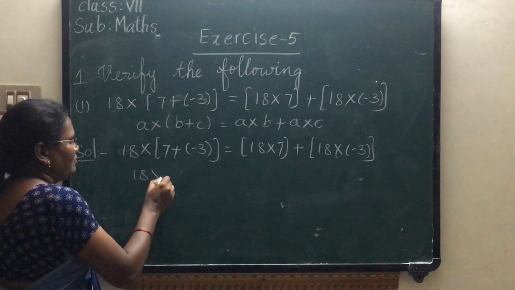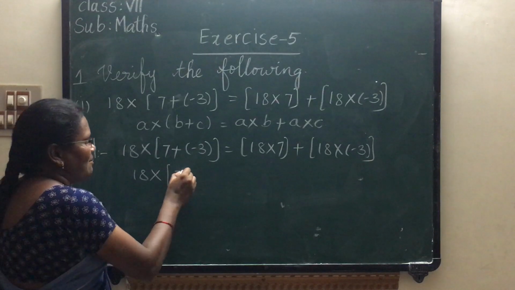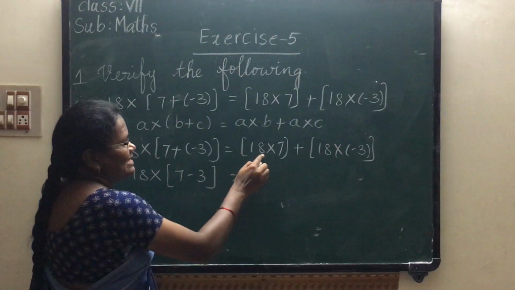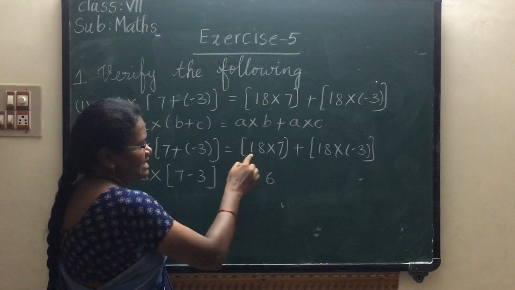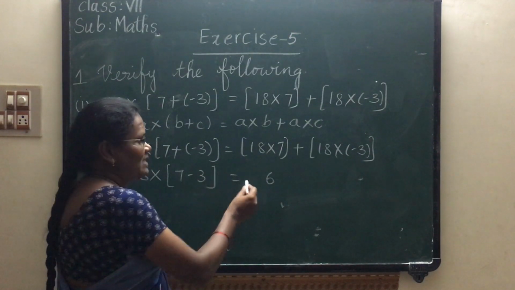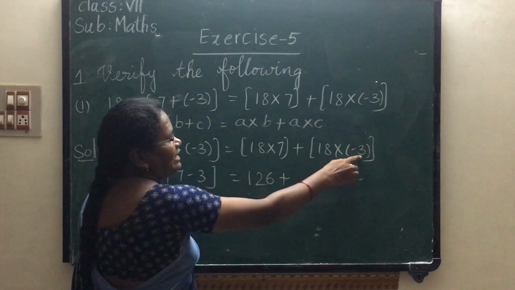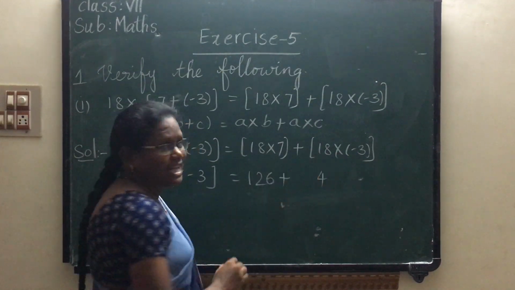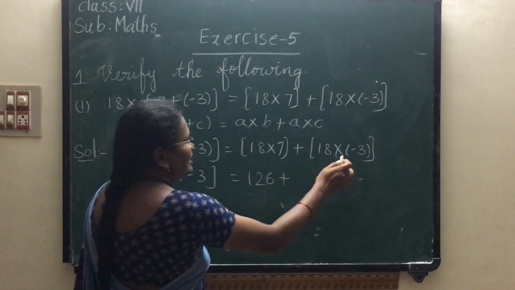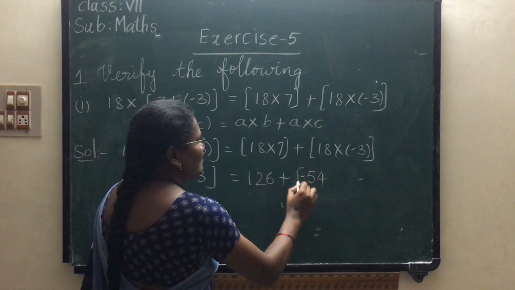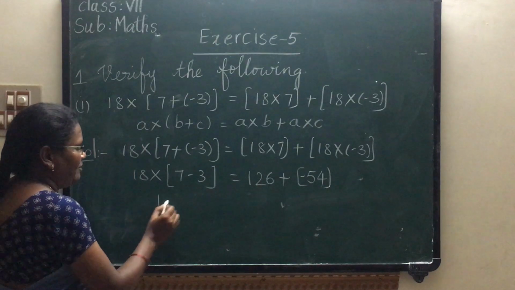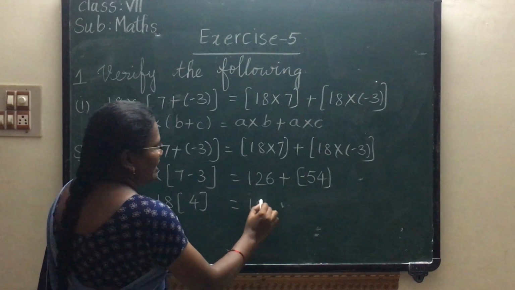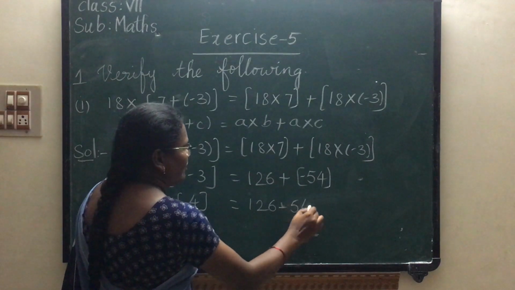18 into 7 plus into minus 3. 8 sevens are 56, 5 carry, 7 ones are 7, 7 plus 5 is 12. 18 into 3: 8 threes are 24, 2 carry, 3 ones are 3, 3 plus 2 is 5. So 18 into 7 is 126, plus 18 into minus 3. 18 into (7 minus 3) is equal to 18 into 4, is equal to 126 minus 54.